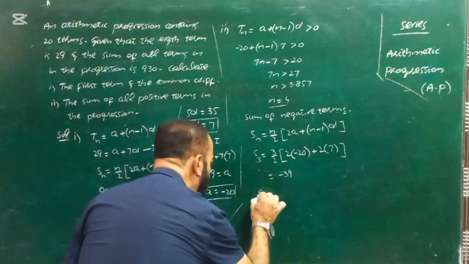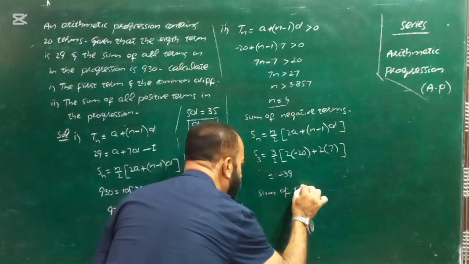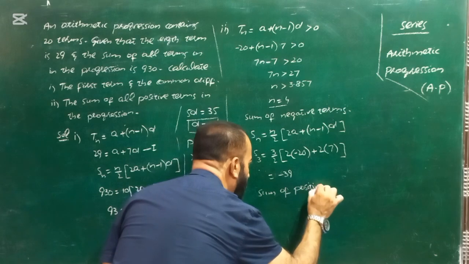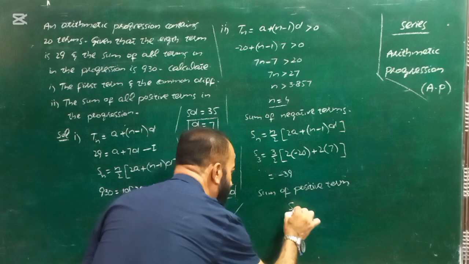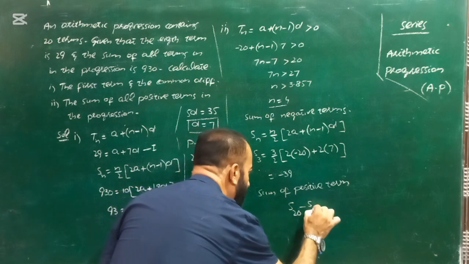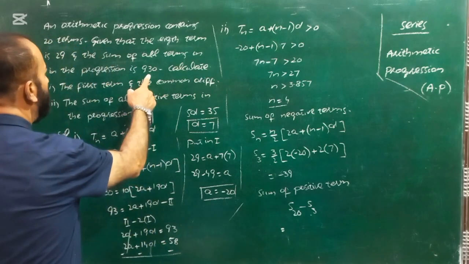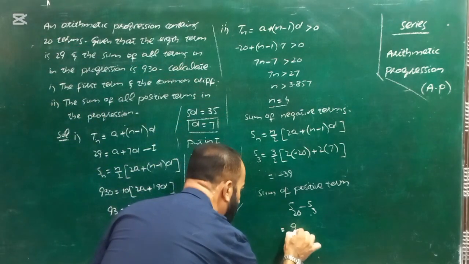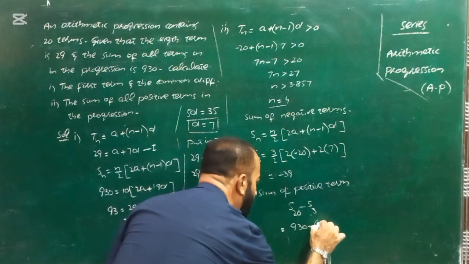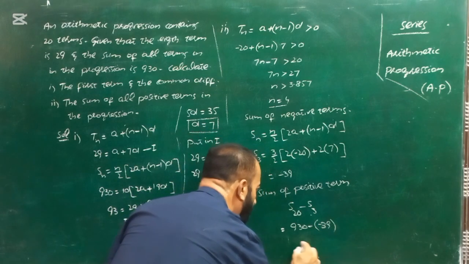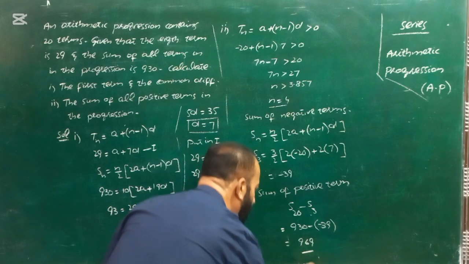So now we are going to find the final step, that is the sum of the positive terms. That will be equal to S20 minus S3. So S20 is 930 minus, and S3 is minus 39. So the sum will be 969. So this is the answer.